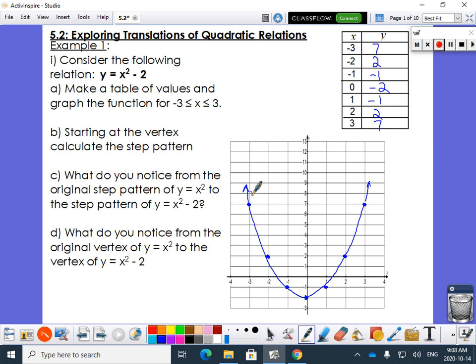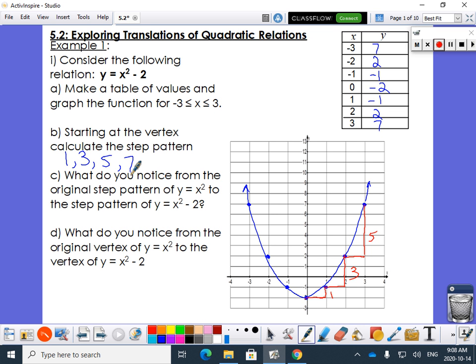Starting at the vertex, calculate the step pattern. So you guys tell me. So I'm starting here. I'm going to go over 1, and then up 1. Over 1. Up how many? Over 1. Up how many? So, calculate the step pattern. 1, 3, 5, 7. That makes sense, right?